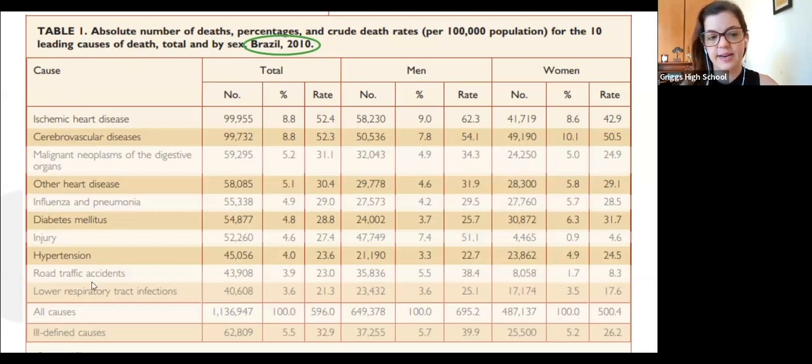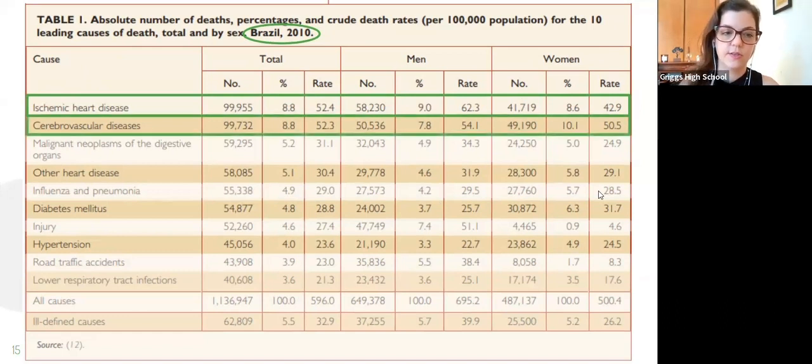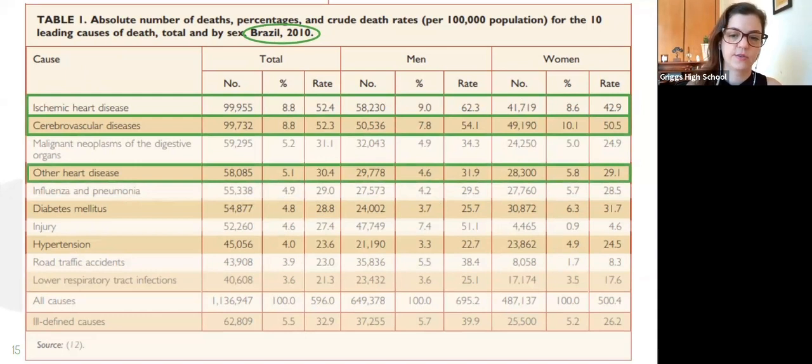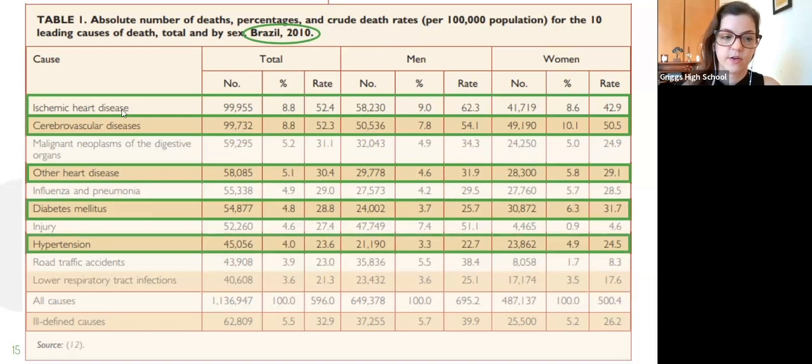So from the 10 leading causes of death, we have ischemic heart disease that is related to heart attack, cerebrovascular diseases related to having strokes, other heart disease, diabetes, and hypertension. So from the 10 leading causes of death, half of them are related to diet. Half of them are related to how we eat, what we eat.